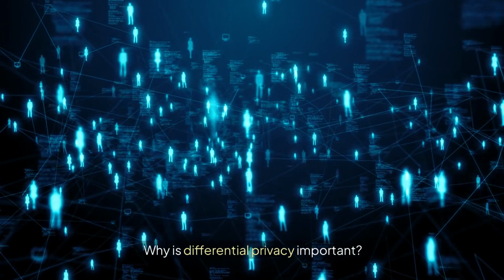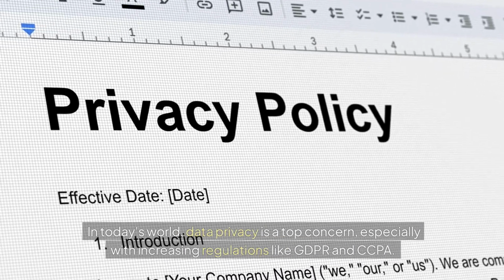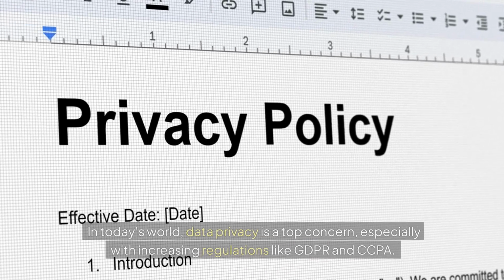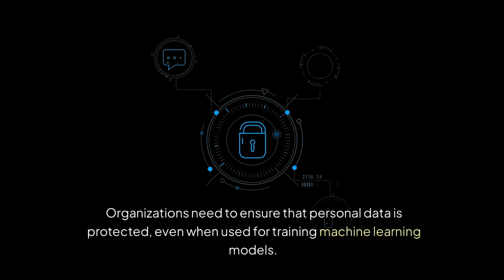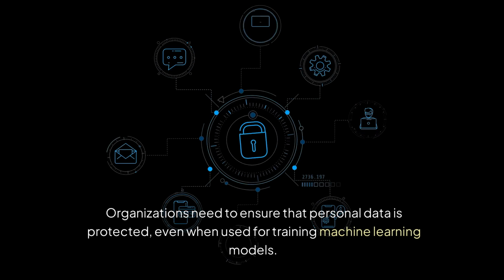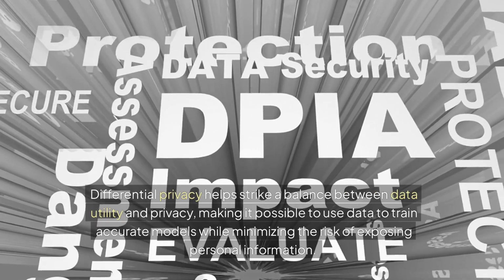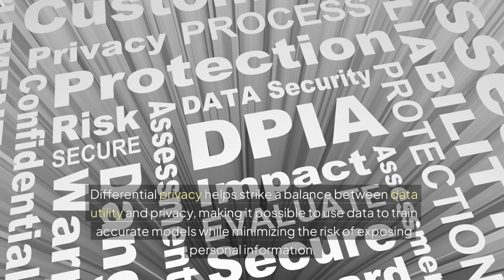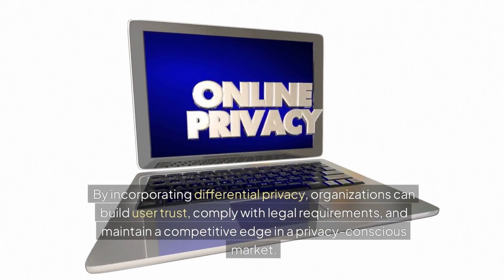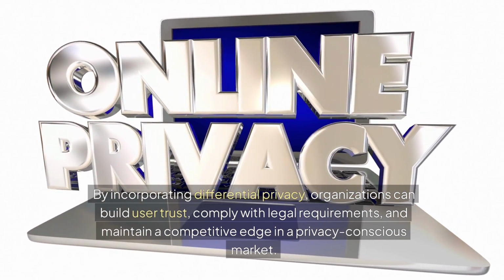Why is differential privacy important? In today's world, data privacy is a top concern, especially with increasing regulations like GDPR and CCPA. Organizations need to ensure that personal data is protected, even when used for training machine learning models. Differential privacy helps strike a balance between data utility and privacy, making it possible to use data to train accurate models while minimizing the risk of exposing personal information.